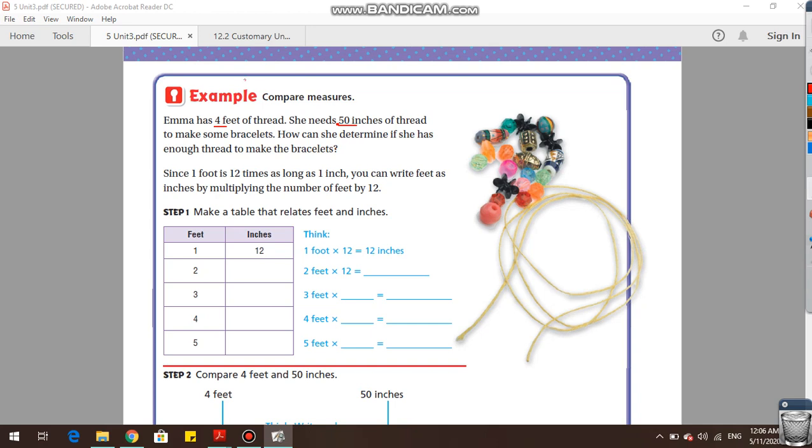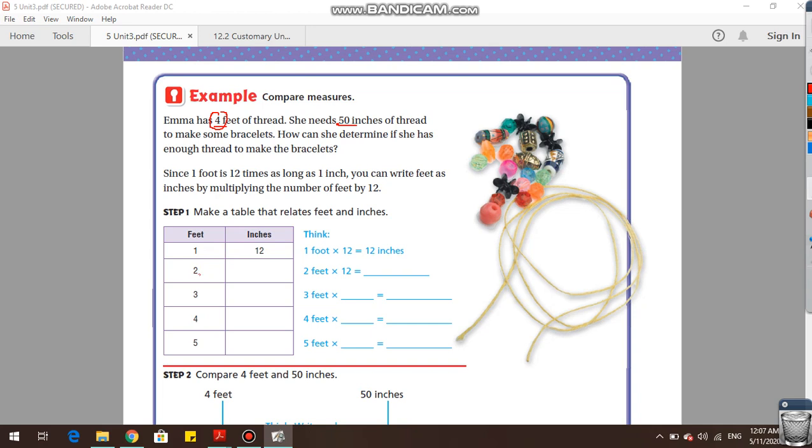Okay, she has 4 feet of thread. Let's ignore 50 for now. She has 4 feet, but she will need 50 inches. So I have to convert the feet into inches. How am I gonna do this? First, you have to know that 1 foot equals 12 inches. It's a must. You have to memorize it, guys. 1 foot equals how many inches? 12 inches. So in 1 foot I have 12 inches.